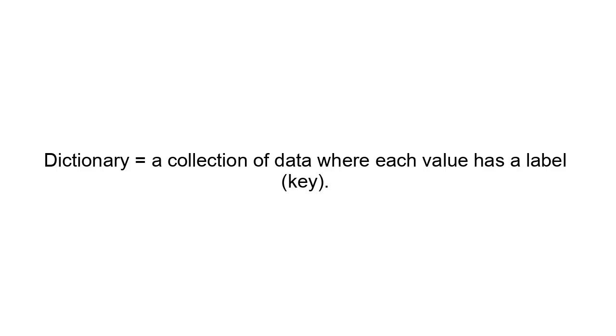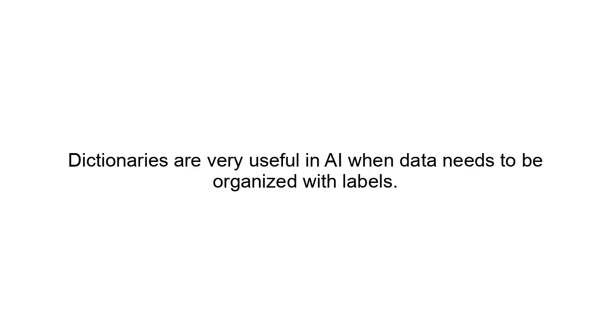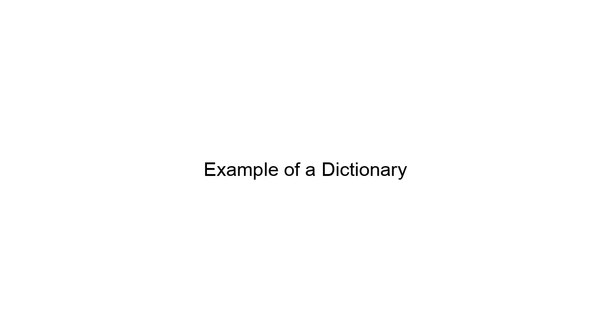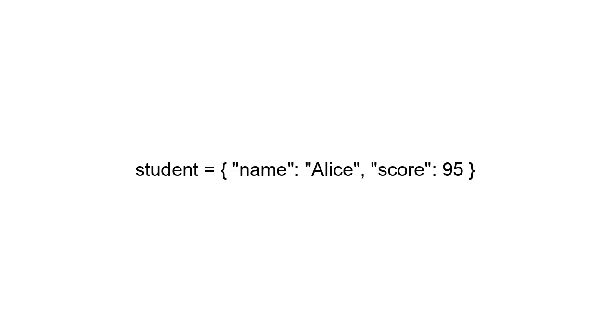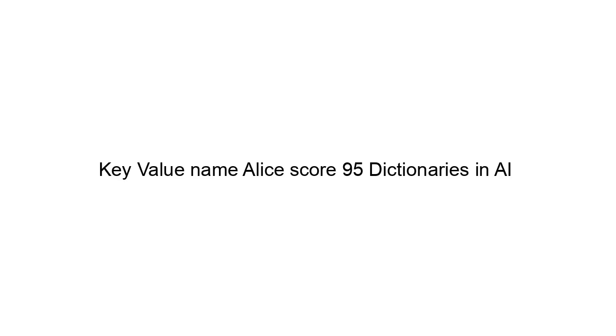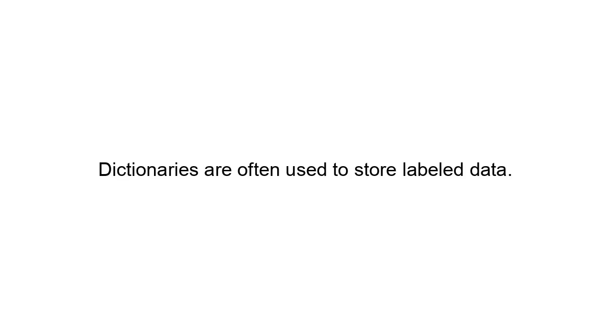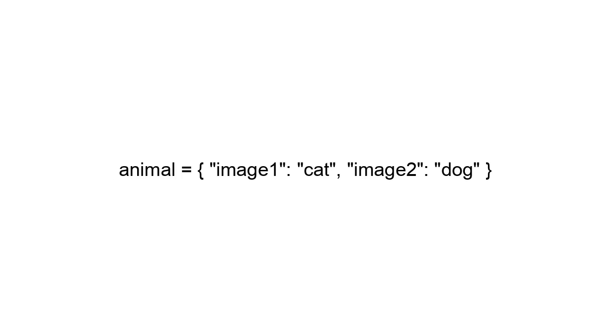What are dictionaries? A dictionary stores data as key-value pairs. In simple words, a dictionary is a collection of data where each value has a label, called a key. Dictionaries are very useful in AI when data needs to be organized with labels. Example of a dictionary. Example in Python. student = {"name": "Alice", "score": 95}. print(student["name"]). Output: Alice. The dictionary contains the key-value pairs name: Alice and score: 95.